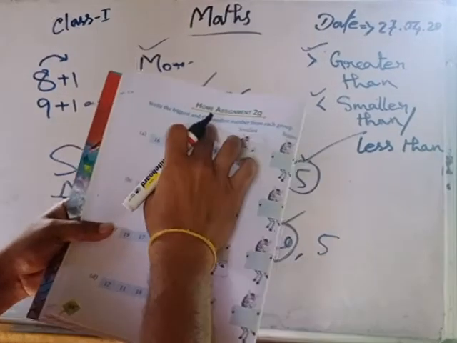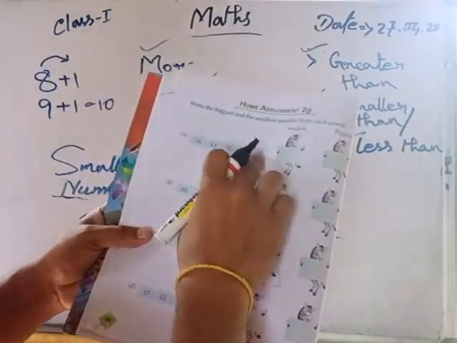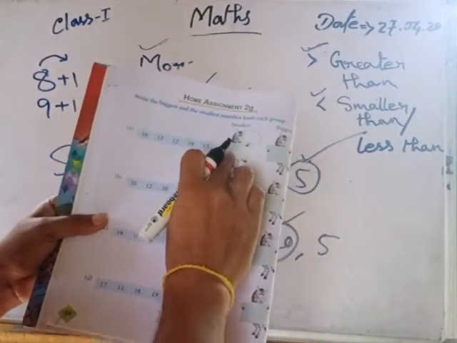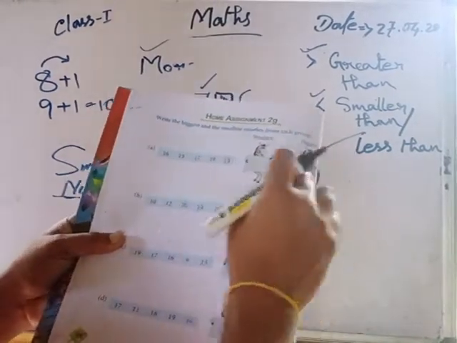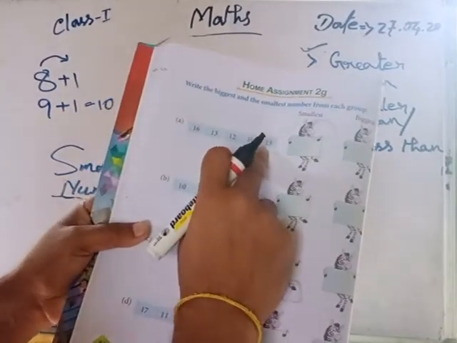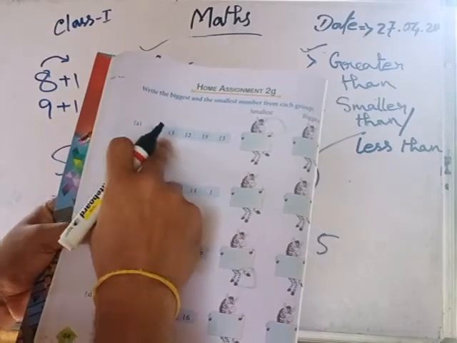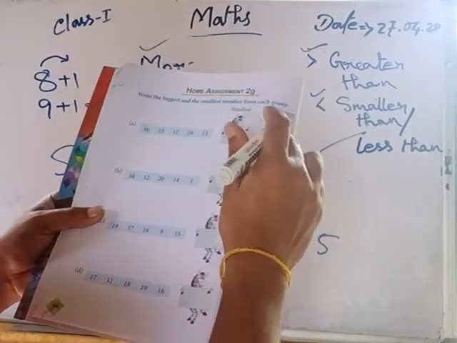Which one is the smallest number from each group? Find the smallest number, 12. Yes, you should write the smallest number 12 here. And which one is the biggest from this group? The biggest number is 19. That means you should write 19 here.